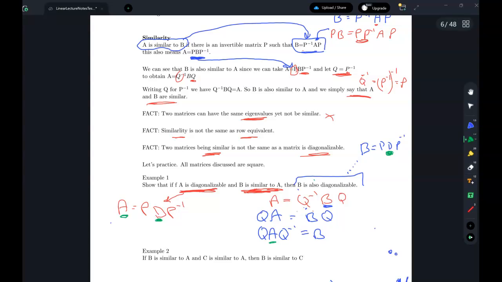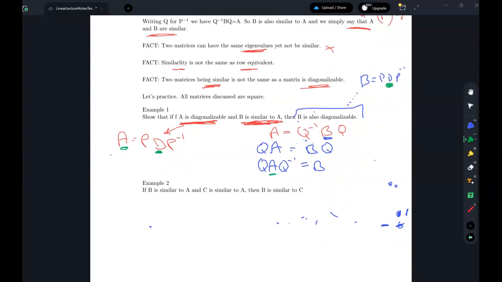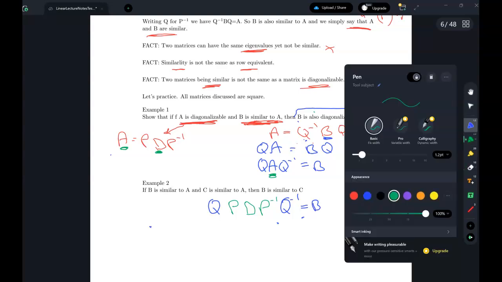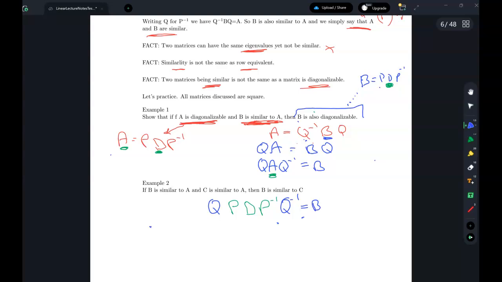I'm running out of room here. Okay, so I'm going to use colors here: Q and Q inverse, right? And then the A I'm going to replace with PDP inverse. And that's still all equal to B. Okay, so what am I trying to show again? Oh yeah, I want to find that B is equal to some matrix with the D in the middle and then the inverse of that same matrix. I think I have it. The D's in the middle. I need that, so that's a good thing, right?